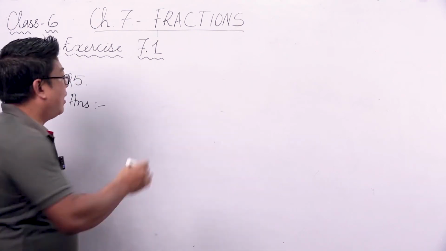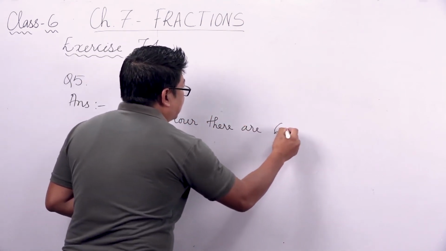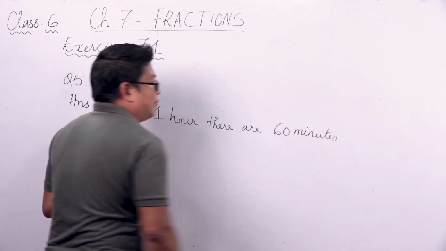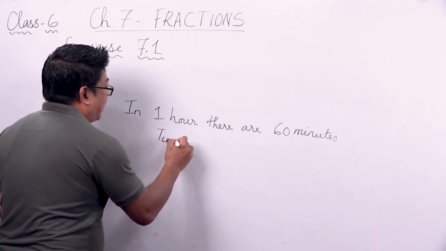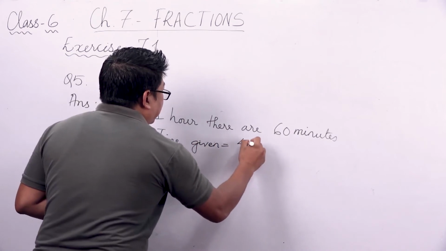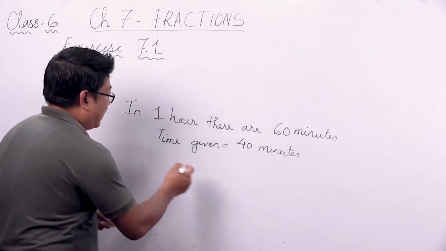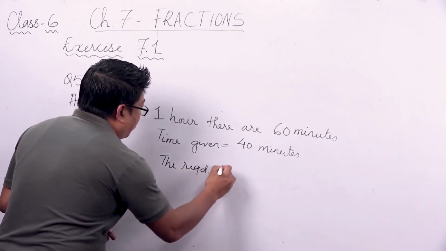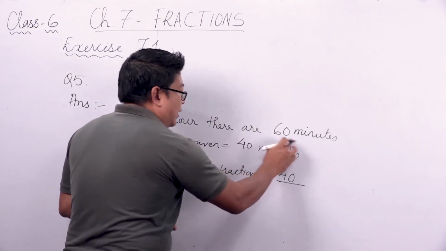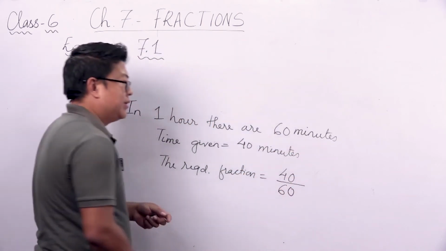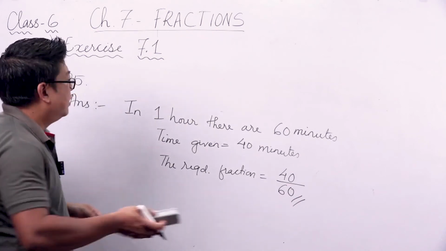Answer. In 1 hour, there are 60 minutes. 60 minutes make 1 hour, right? And the time that is given to us is 40 minutes. Now the answer will be 40 minutes out of 1 hour. That means the required fraction is equal to 40 out of 1 hour, which is 60 minutes. So instead of writing 1 hour, we'll write 60 minutes. So this is your fraction, 40 by 60. Okay, children?